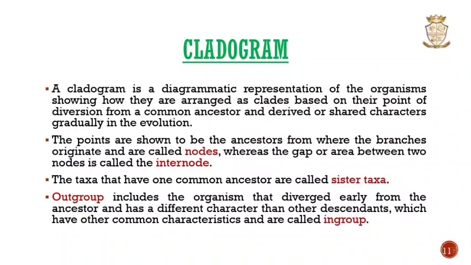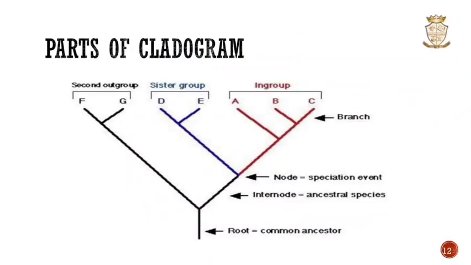The taxa that have one common ancestor are called sister taxa. This is the diagrammatic representation of a cladogram showing branch, node, internode, root, in group, out group, sister group, etc.